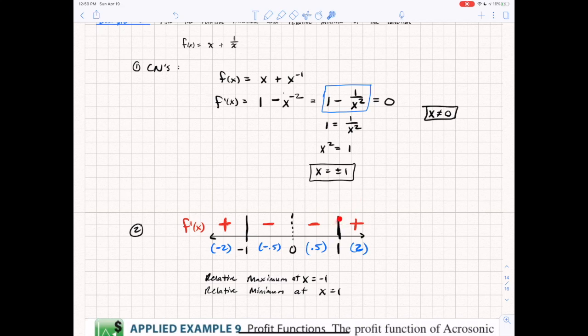That means I have a minimum right here at +1. Well, remember that we also had a critical number at 0 because that's where the function did not exist. Notice though that there is no change in sign around this vertical asymptote, that the graph is decreasing and then decreasing again. So this is neither a max or a min because there's no change happening at that critical number.